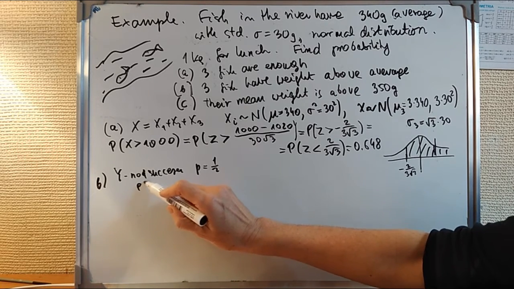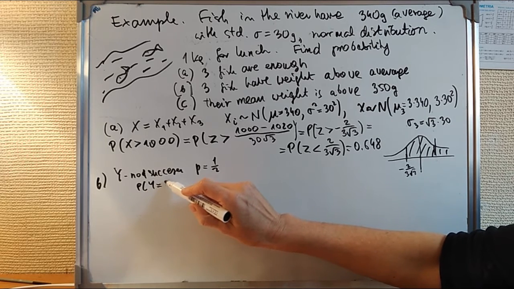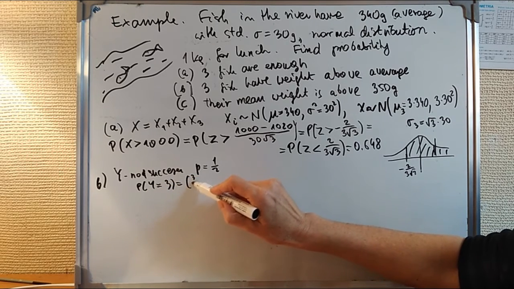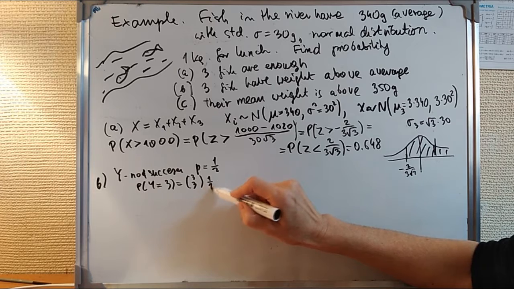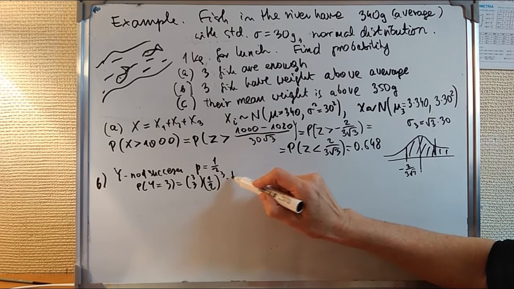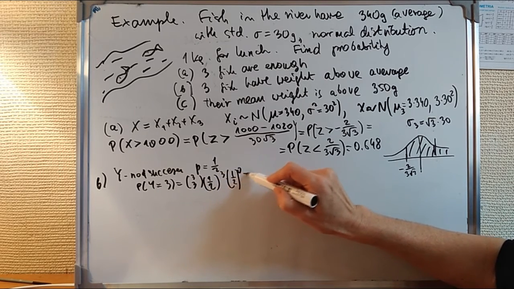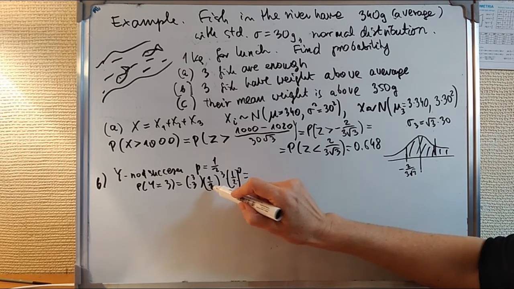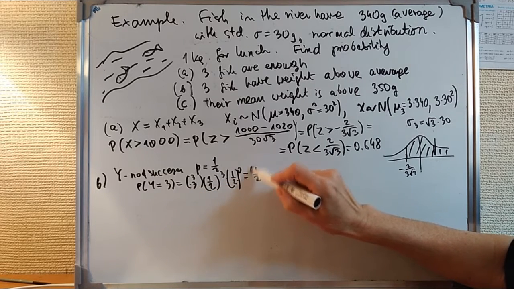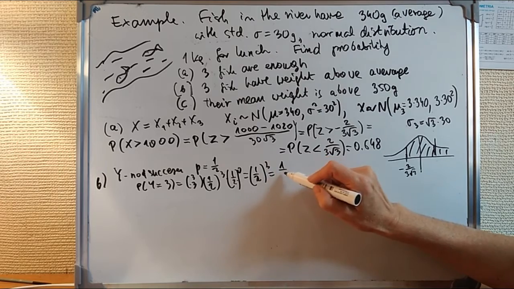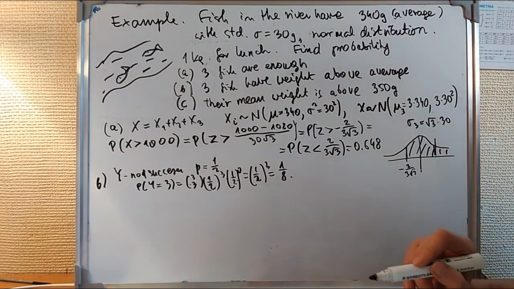So the probability of y equal to 3 is 3 choose 3, a half to power 3, and a half to power 0. So this is 1, this is 1, this is a half to power 3, so this is 1 over 8. And that's it.